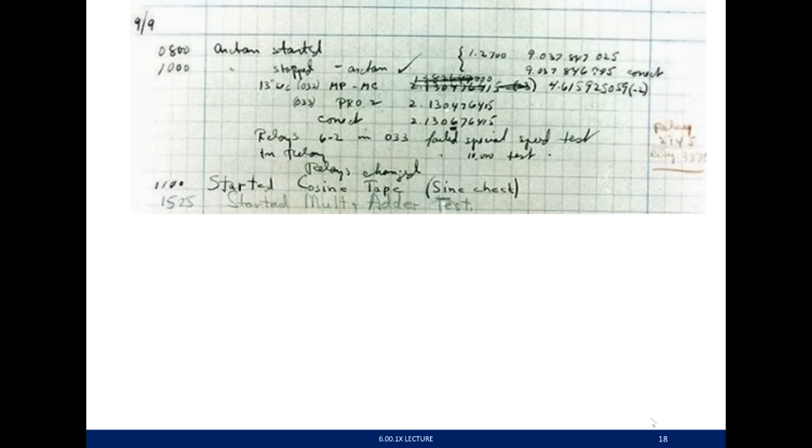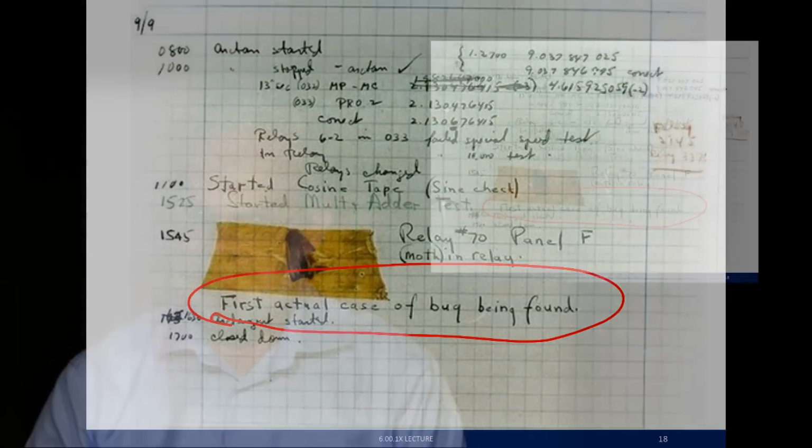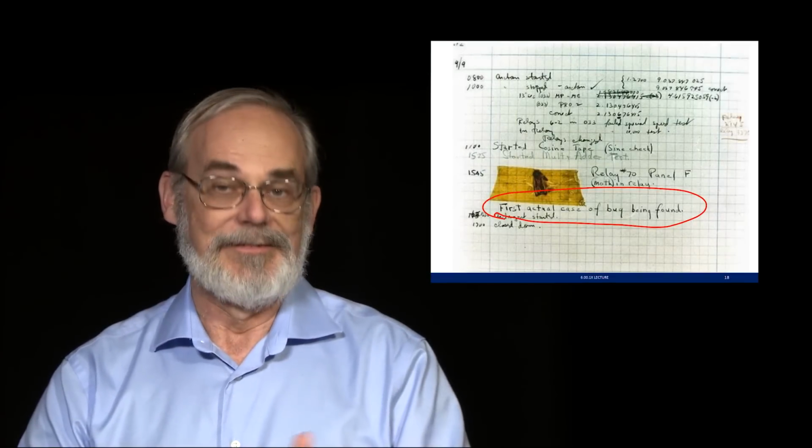And finally, one of the technicians went back into the computer and unscrewed one of the vacuum tubes that was in there. And inside it, he found that a moth had flown into the computer and had shorted out the connection. And as you can see in Grace Hopper's words here, this is the first actual case of a bug being found. Whether this is the first use of the word bug or not, most of us in computer science love it because it gives you a sense of why we use that word bug. So that's where the word bug comes from.